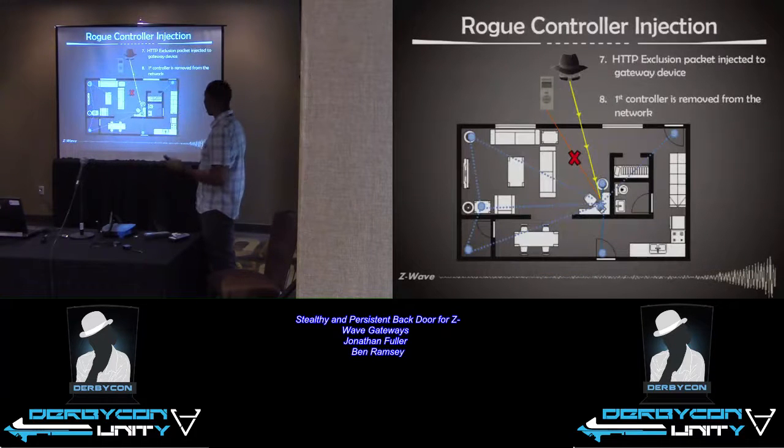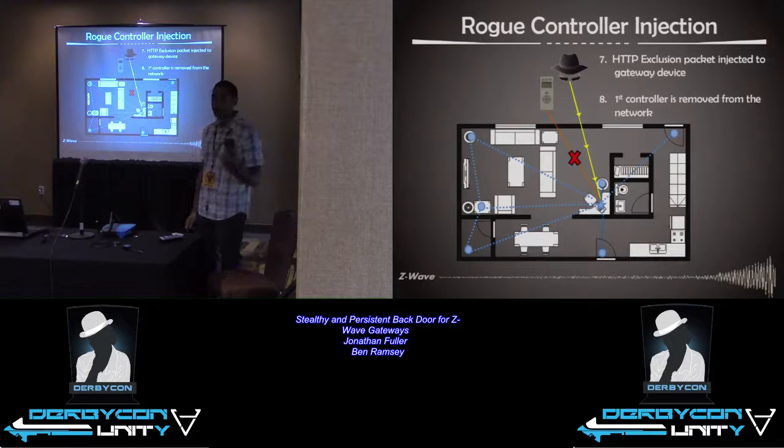All right, so lastly, you inject an HTTP exclusion packet, set this to exclusion mode. The gateway picks it up like, this controller wants to be excluded from my network. I'm going to remove it. So the first controller is removed from the network, and as I said, the secondary controller that was never actually added, just sniffed the traffic, maintains the home ID and access to devices.